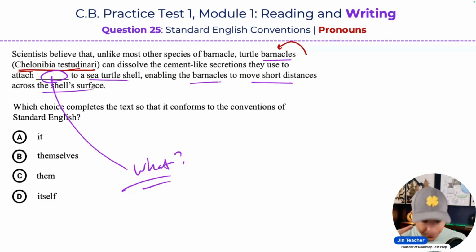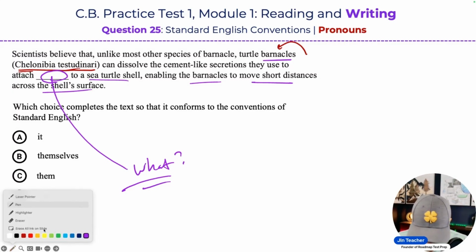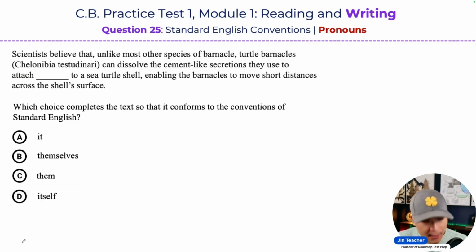That allows the barnacles to move short distances across the shell surface. So logically, it makes sense that the turtle barnacles are attaching themselves to this shell, and by doing so, it allows the barnacles to move short distances across the shell surface. So just by considering the logical answer to that question. And if you need to reread the passage, you can, but that's your focus. They dissolve the secretions they use to attach what to a sea turtle shell? You want to figure out the logical answer to that question, okay? And so you know that it's referring to the animals themselves.